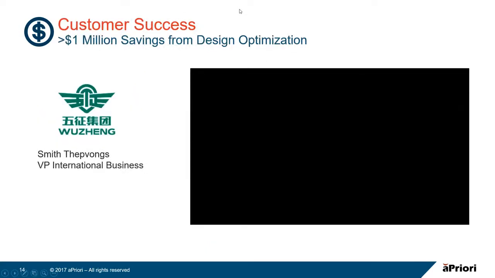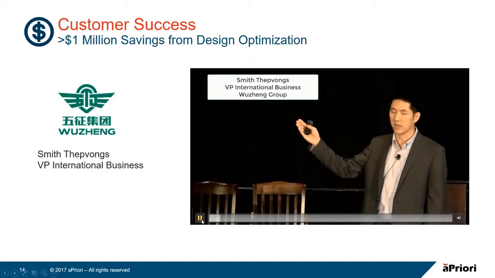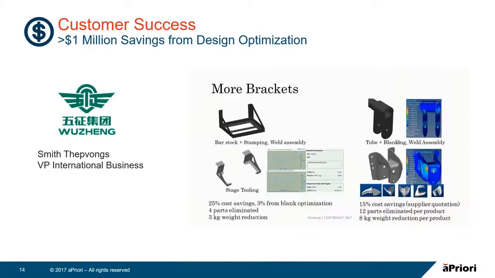So the next example we have is from Wucheng, and we're going to hear about what they were able to accomplish using aPriori. Here we're going from a lot of pieces that were bar stock and a big stamping plate, a lot of welding, and moving that to two pieces with stage tooling. To realize a 25% cost savings, this is achieving the same maximum stress level, so we expect the reliability to be the same, saving 3 kilograms of weight.